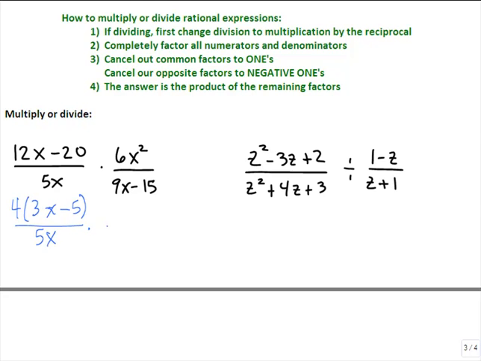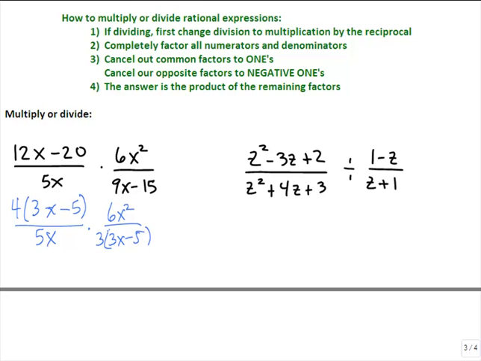Then when I go to the upper right, same idea. 6x squared is a single term, a monomial, so it's just going to stay 6x squared. But the denominator, the bottom right, 9x minus 15, both of those numbers, 9 and 15, are divisible by 3. So if I pull out a 3, then I'm going to be left with 3x minus 5.